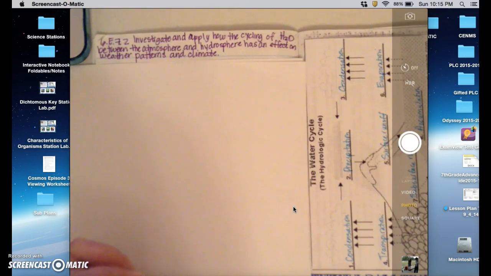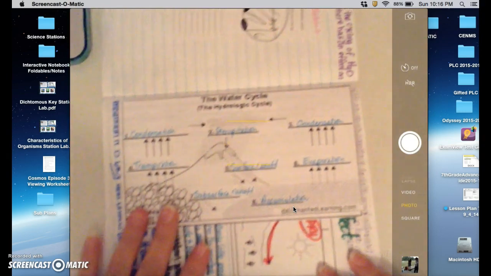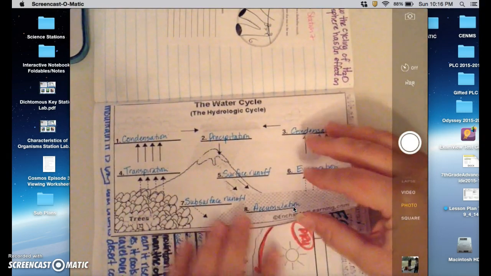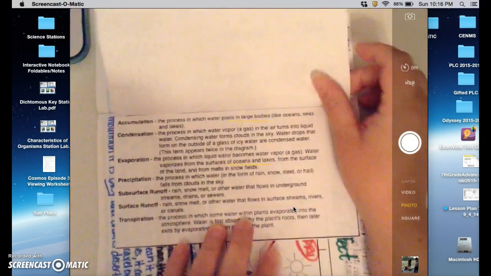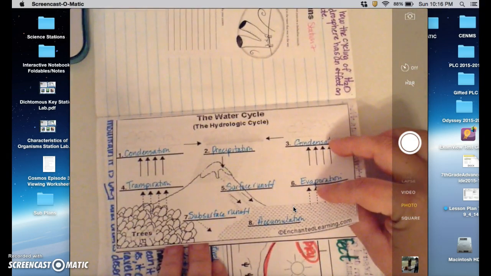So starting with station 7 on this video, this is the standard: investigate and apply how the cycling of water between the atmosphere and hydrosphere has an effect on weather patterns and climate. So again, I'm not going to do the probe with you so that we can get everything done. This is a picture of the water cycle. You were to use these terms to fill out the picture on the front.